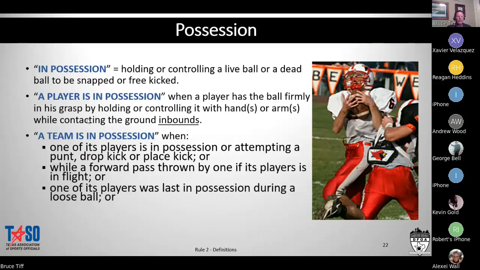What that means there is, let's say there was a running play and the running back for team A who's carrying the ball fumbles the ball. While that ball is loose, which means it has not been caught or recovered by anybody, team A is still technically in possession of the ball. That's what they're highlighting there. Or when a team is next to snap or free kick the ball, that team would be considered in possession.